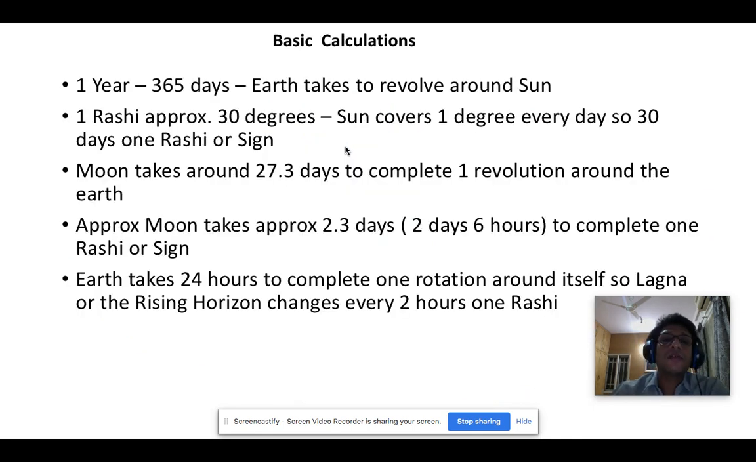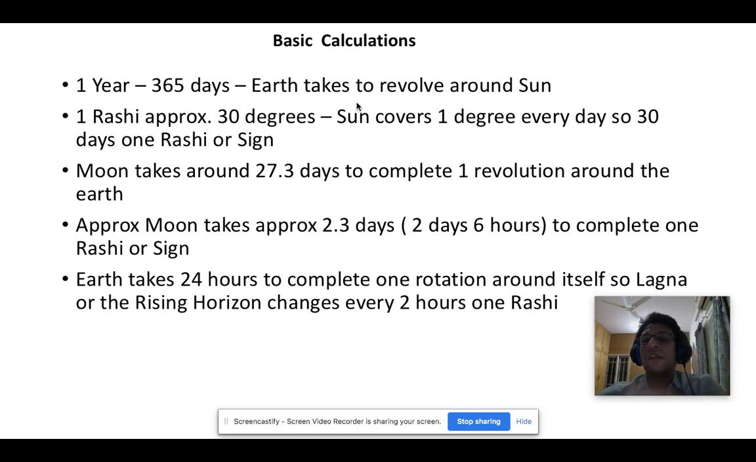Now let's move on. So these are the basic calculations. I think all of you know, 1 year is 365 days, which Earth takes to revolve around the sun. So there are 360 degrees, and as I told you, some of the rashis take longer to travel.